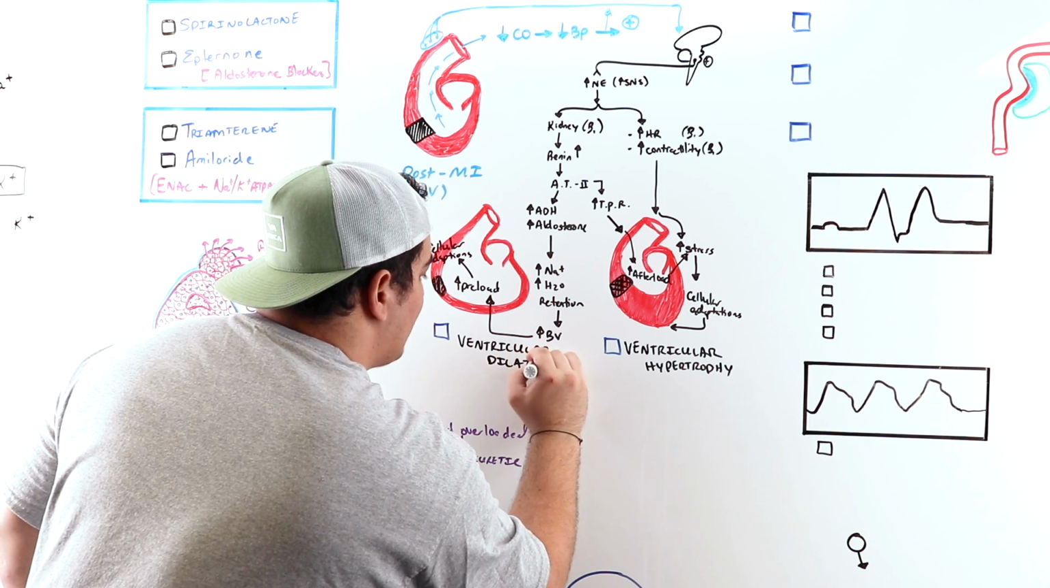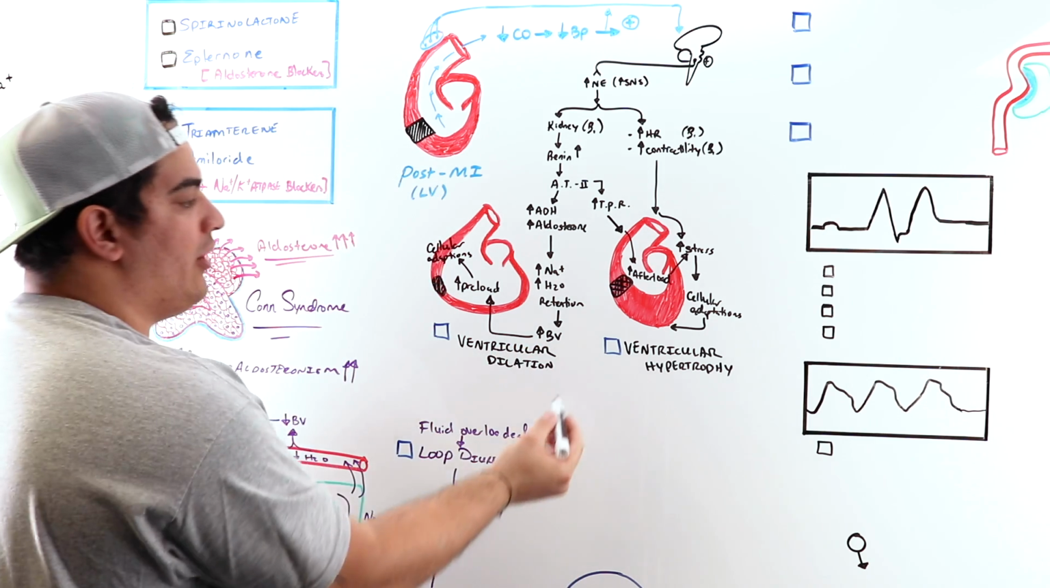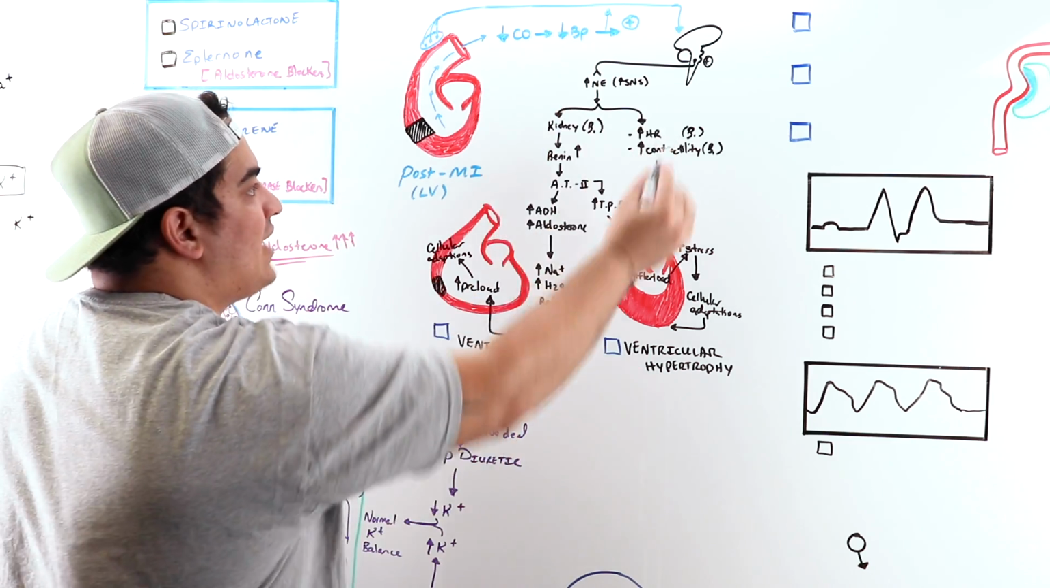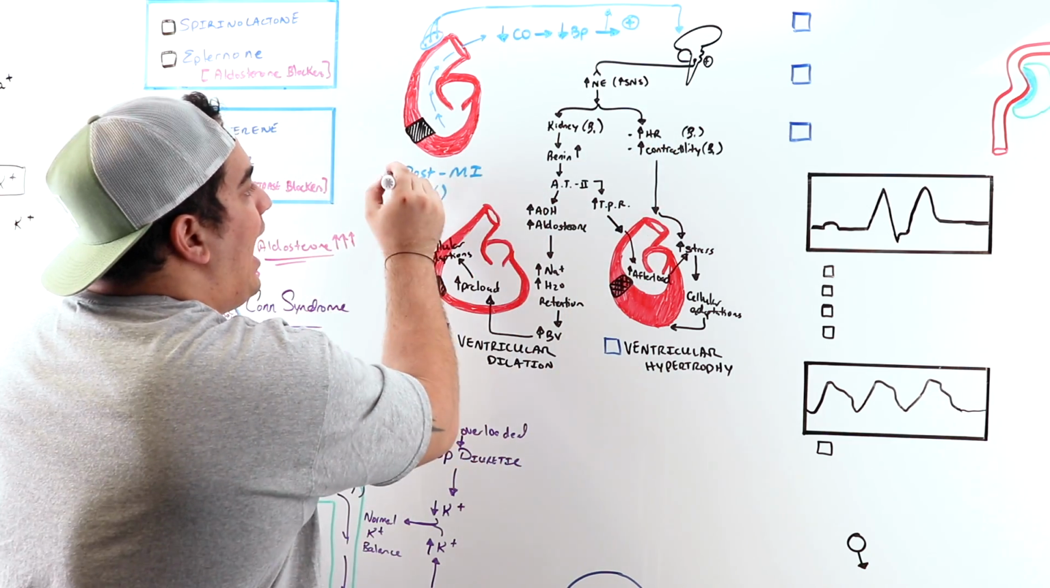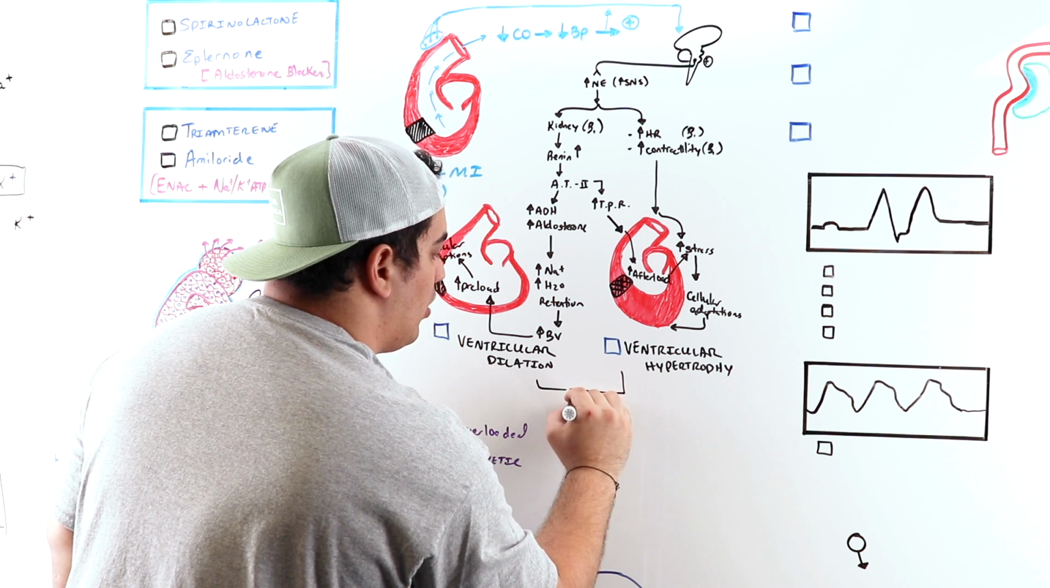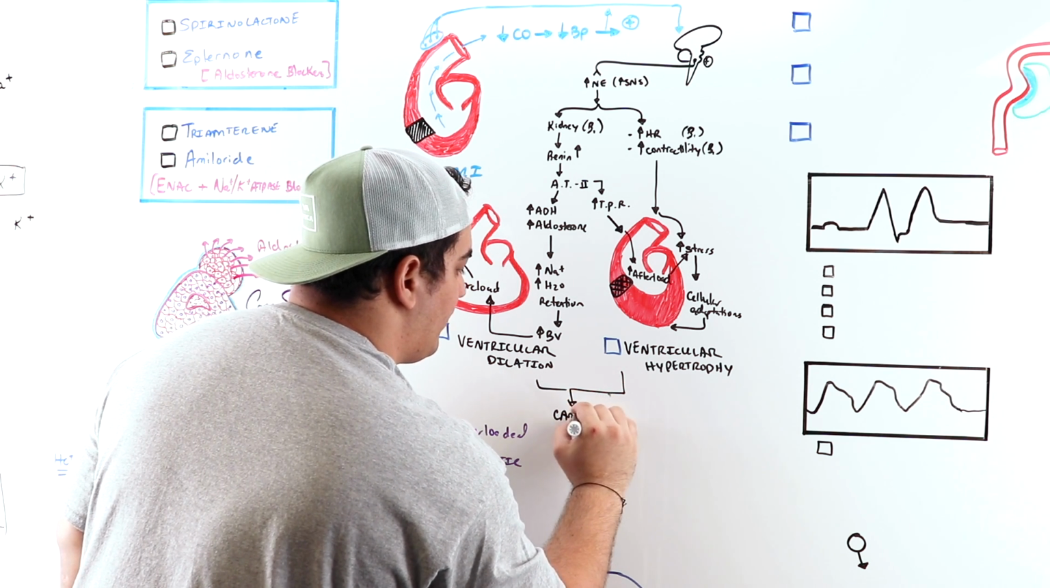This process where the myocardium can undergo ventricular dilation or ventricular hypertrophy due to this entire mechanism we talked about after a myocardial infarction is called cardiac remodeling.